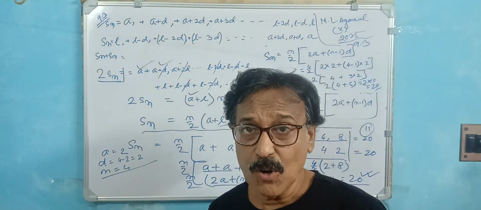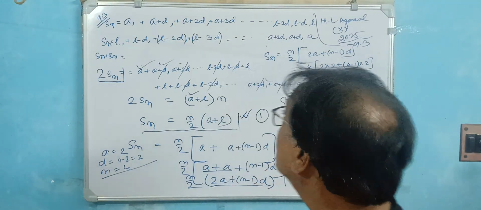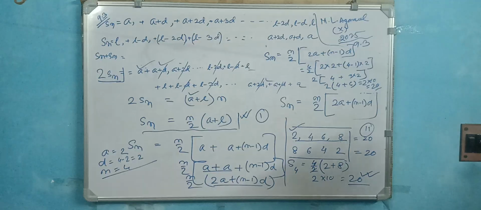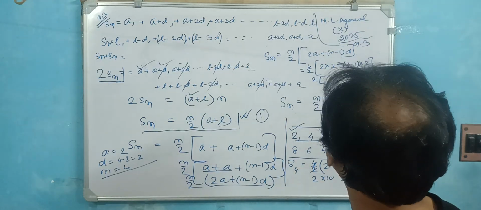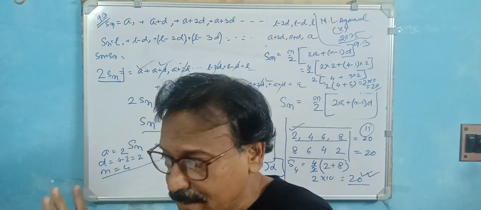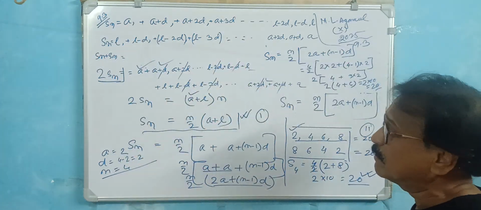Is it clear to you? Very basic thing. Now I will apply the next video, I will just do exercise 9.3, so many sums. This is the basic thing, the way you calculate the formula.